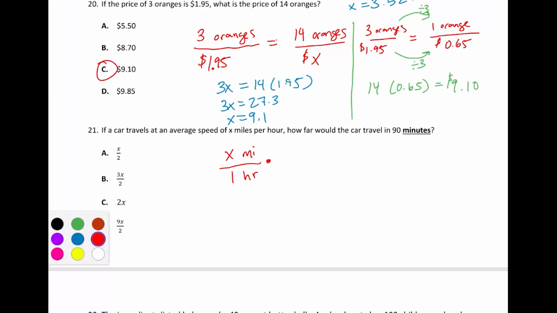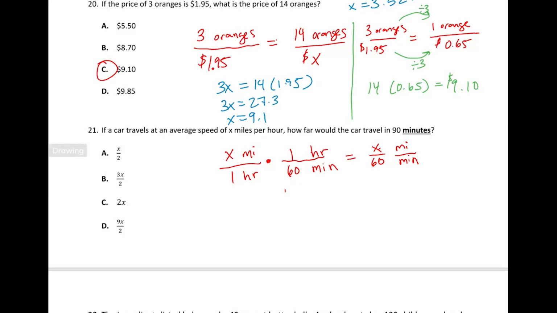So we need to get rid of the hours. How are we going to get rid of that hours? That means we need to put hours up here, right? And change that to minutes. Now there are 60 minutes in 1 hour. Okay, so we can do x over 60, and that is miles per minute. So those are x miles in 60 minutes.